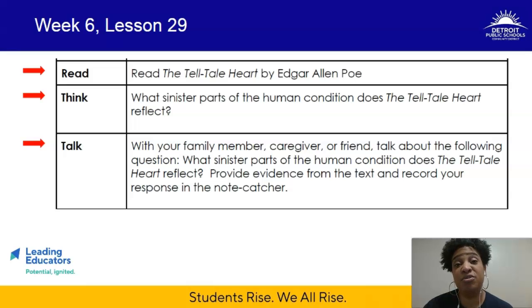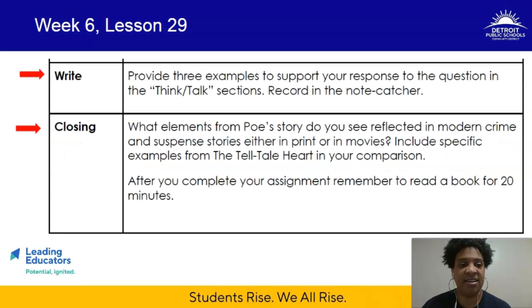I'm going to walk you through how to think about that and some things that you could potentially talk about and then eventually write about today. So you're going to provide 3 examples from the text to support your answer to the question from the think and talk sections today. And then finally, in closing, you're going to consider what elements from Poe's story you've seen reflected in modern crime and suspense stories, either in print or movies. You're going to include specific examples from the Telltale Heart in your comparison. So that should be fun.